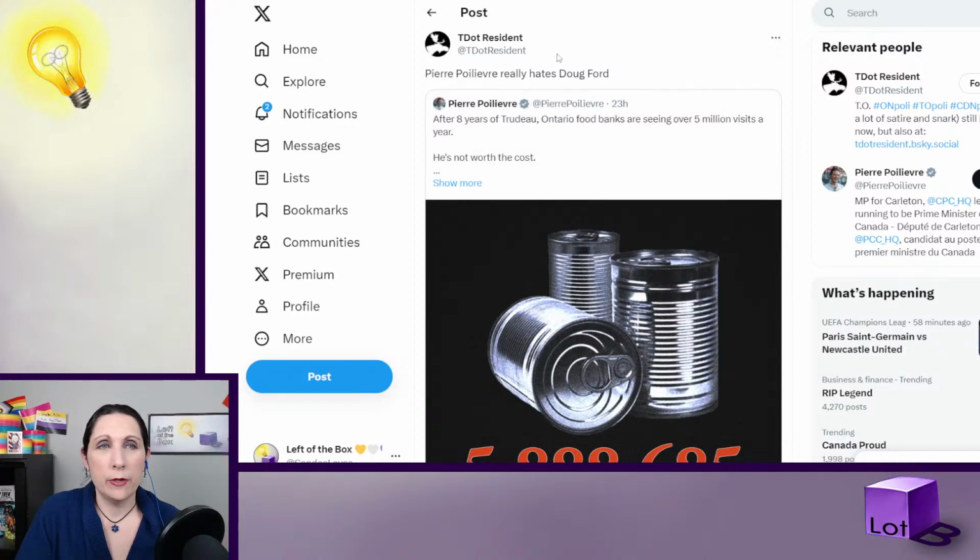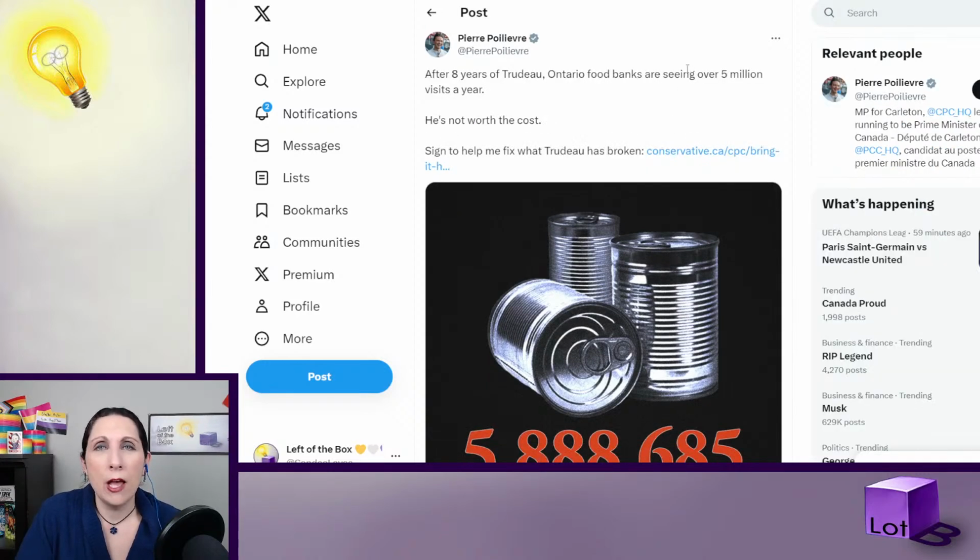So here's another tweet from T.Resident that caught my eye, saying, Pierre Poilievre really hates Doug Ford. But Doug Ford is conservative. Why would you say that? Because Pierre Poilievre is lying again. After 8 years of Trudeau, Ontario food banks are seeing over 5 million visits a year. He's not worth the cost. Sign up to help me fix what Trudeau has broken. Whatever.